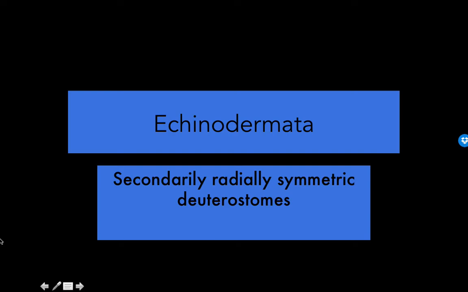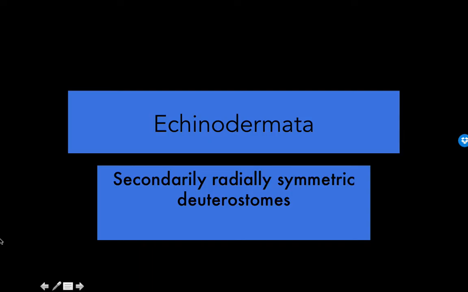This brings us to the deuterostomes. Remember, these are organisms where the fate of the blastopore is to develop into the anus. And we have two phyla within the deuterostomes. One is Echinodermata, the other is Chordata, which is our own phylum.